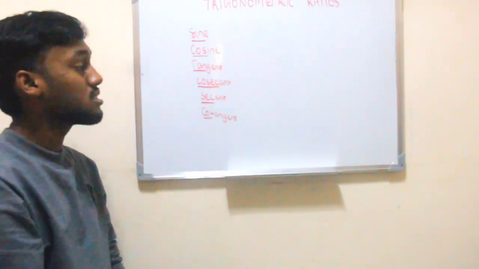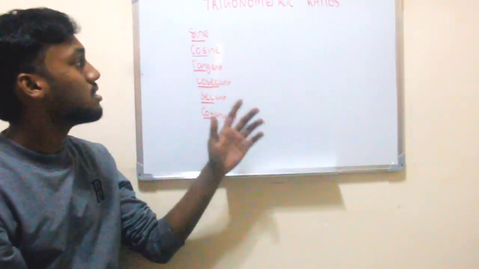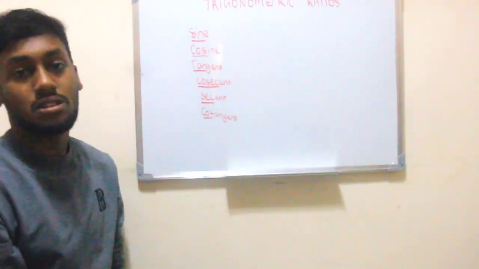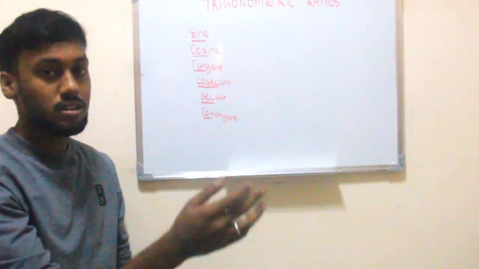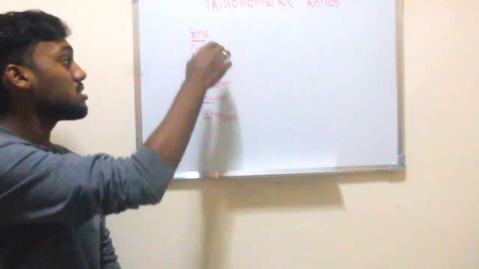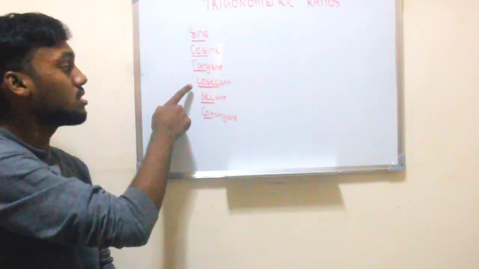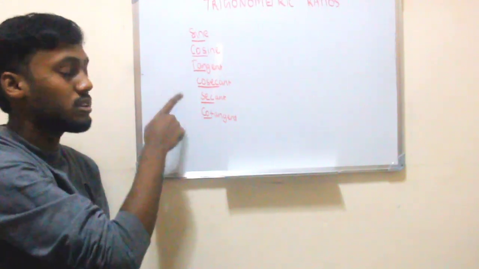Before going to the first exercise, this concept is very important. It's nothing but trigonometric ratios. So what are trigonometric ratios? Trigonometric ratios are of 6 kinds. They are sine, cosine, tangent, cosecant, secant, cotangent.